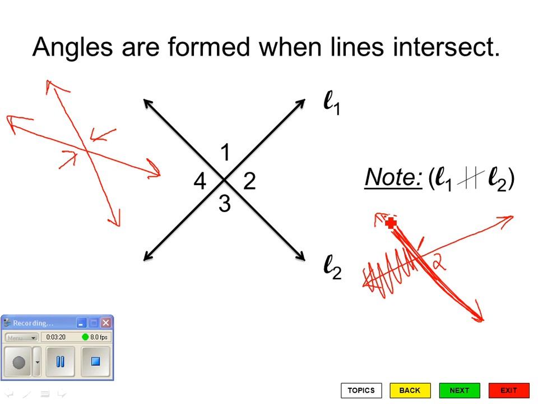So if I look up here, what do I know about angle 1 and angle 3? They got to be the same. How about 2 and 4? They have to be the same. What do I know about 1 and 4? They add up to 180. They add up to that straight angle right there. What about 1 and 2? They add up to 180. How about 2 and 3? Same thing. 3 and 4, same thing. So there's all those special pairs of angles in that picture.